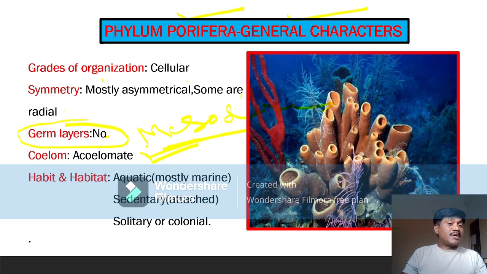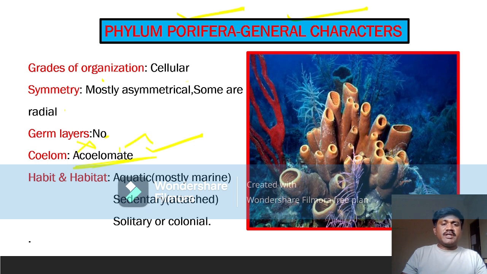Cavity is there, but that is not a true cavity. That is not lined by mesodermal layer. Why? Because there are no germ layers. Mesoderm layer is absent. So that is why these animals are called what? Acoelomates, no body cavity, right? Acoelomates, a means no, so body cavity is absent.